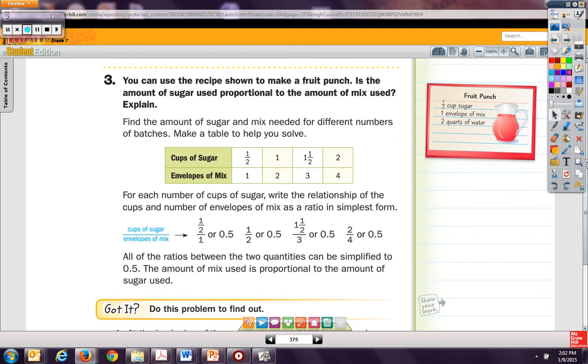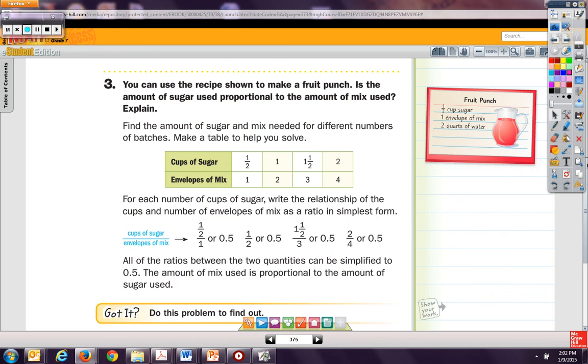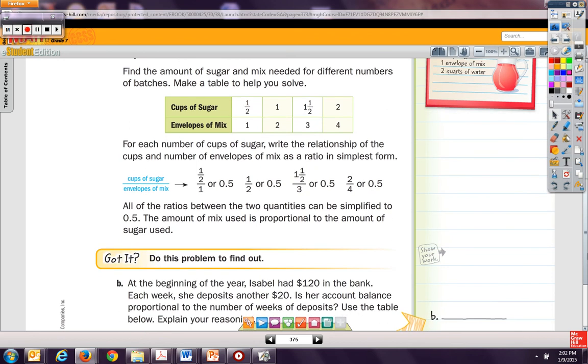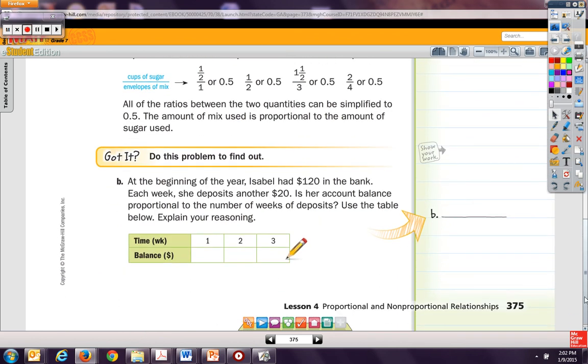Again, this one up here is talking about using the recipe to make fruit punch, and is the amount of sugar proportional to the amount of mix. Okay, so I said 1/2 to 1, 1 to 2, 1 and 1/2 to 3, and 2 to 4. It shows that each ratio is simplified to the same. So since the ratios between the 2 quantities can all be simplified to 0.5, it is proportional because that's a constant.